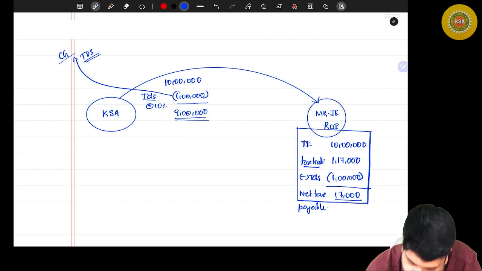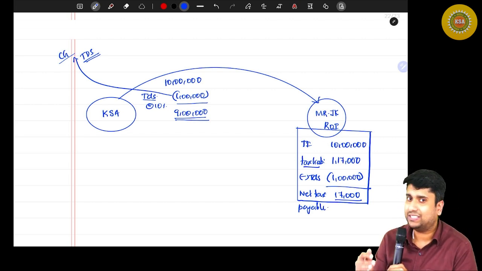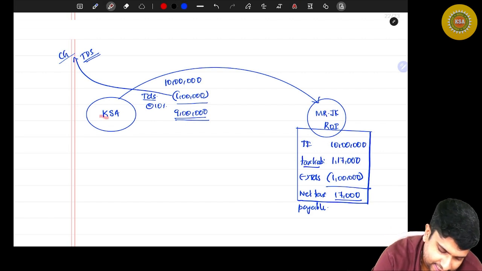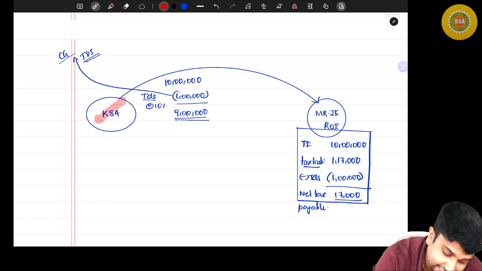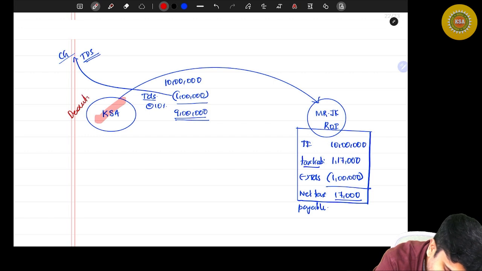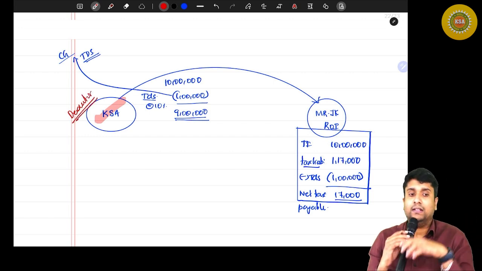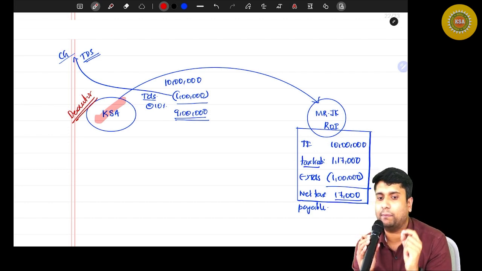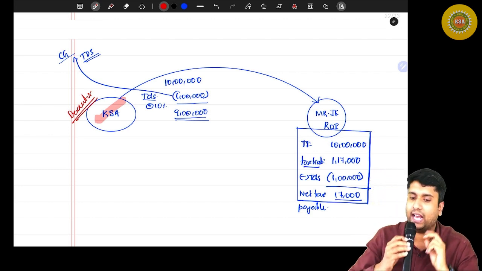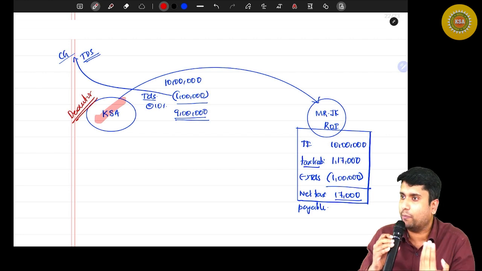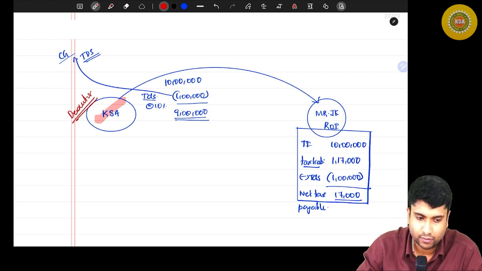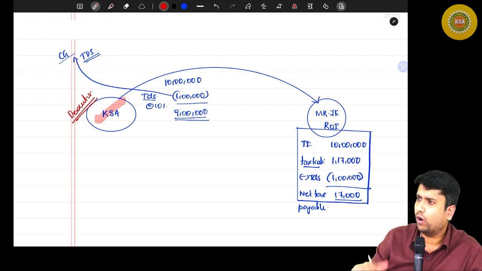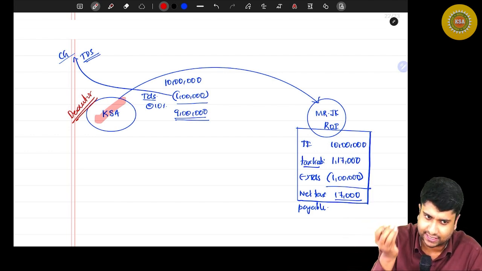Are you with me? So this is what happens in the transaction of TDS. Here, in this transaction, KS Academy can be called the deductor. It is the responsibility of the deductor to deduct the TDS and make that payment to the credit of the central government. If they are not making the payment to the central government, then what will happen? What will happen to KS Academy if they are not deducting the TDS correctly?